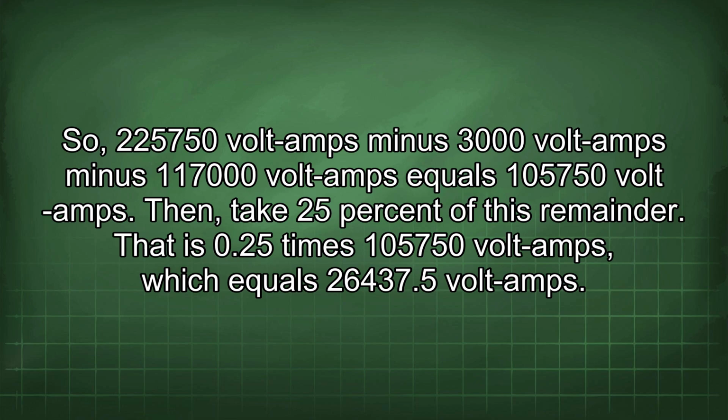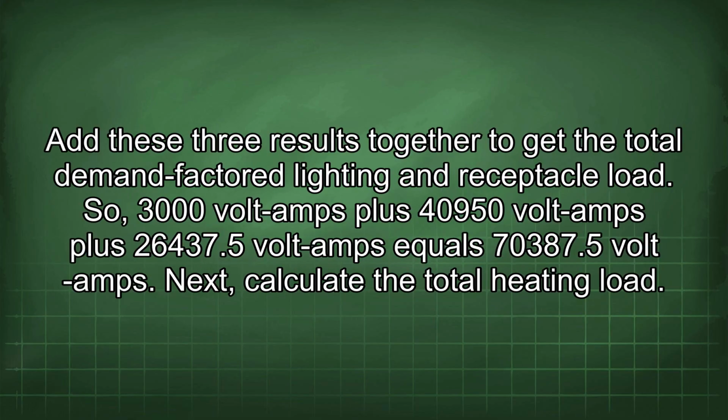Then take 25% of this remainder. That is 0.25 times 105,750 volt amps, which equals 26,437.5 volt amps. Add these three results together to get the total demand factored lighting and receptacle load. So 3000 volt amps plus 40,950 volt amps plus 26,437.5 volt amps equals 70,387.5 volt amps.